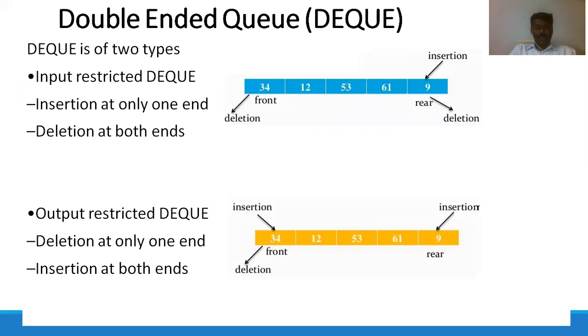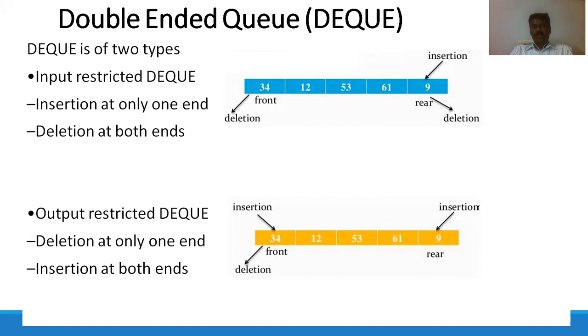The next one, another important concept you have in a queue, is called a double-ended queue. A double-ended queue, or DQ, has two types. First we discussed the normal queue, the linear queue. In this linear queue you have only front and rear positions for insert or delete. If you want to delete an element, use the front position. If you want to insert an element into the queue, use the rear position. It's called a linear queue.